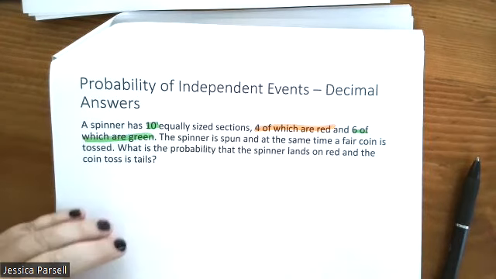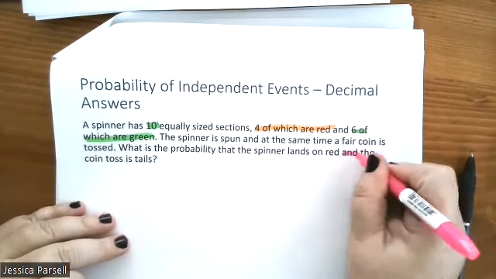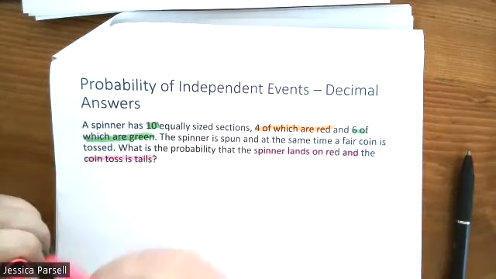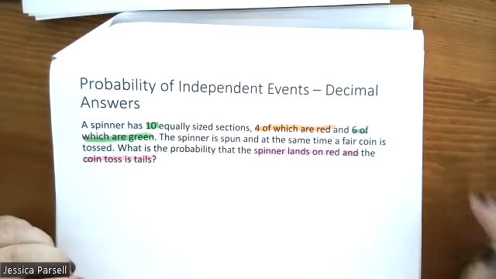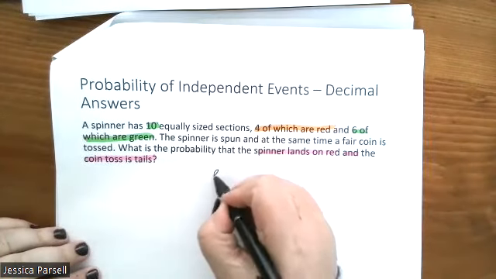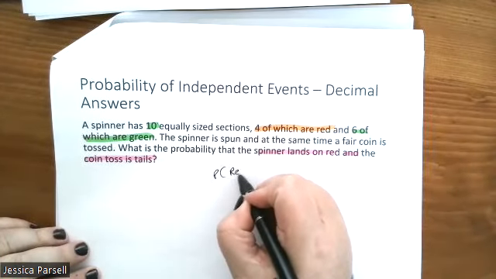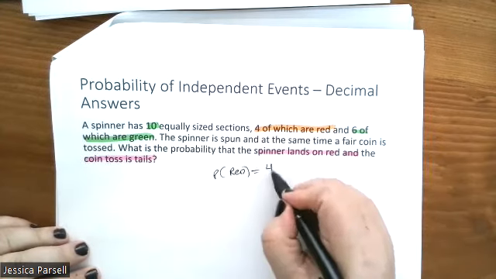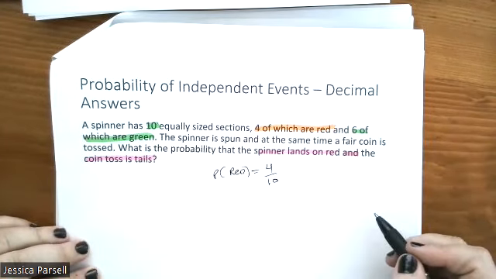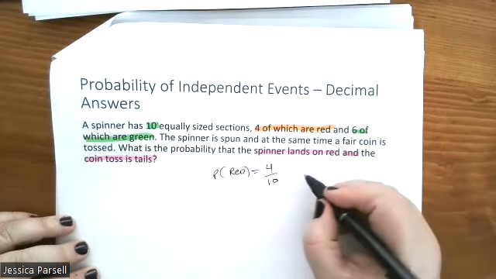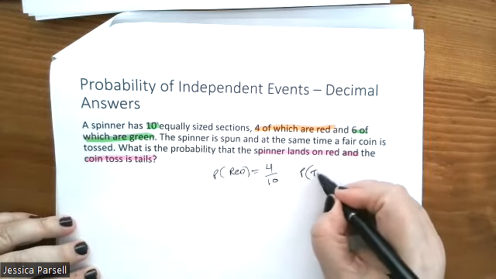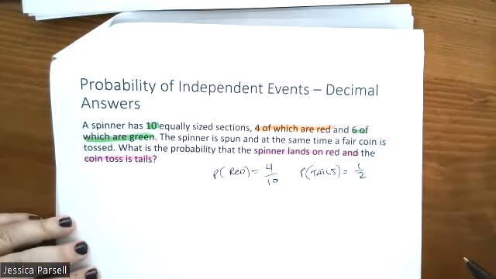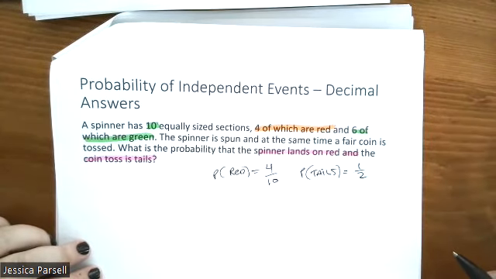Okay, so we're looking at an "and" situation: the spinner has to land on red and the coin toss has to be tails. So the probability that the spinner lands on red, well, we know there's 4 out of 10. And the probability that you flip a coin and it's tails, well, we know when you flip a coin, it's 50-50, or a 1/2 chance of getting heads, 1/2 chance of getting tails.